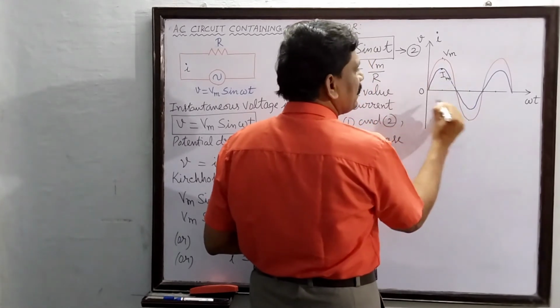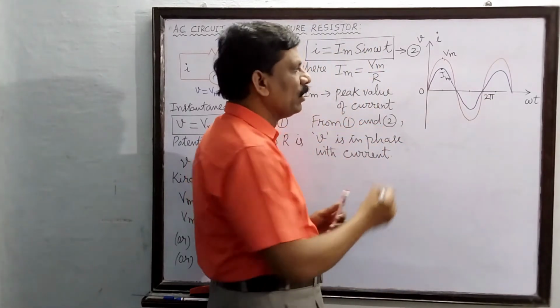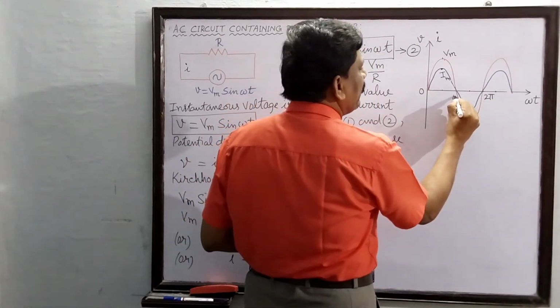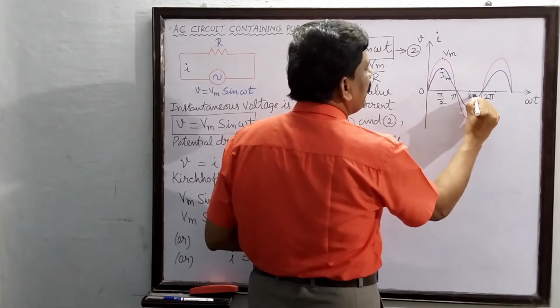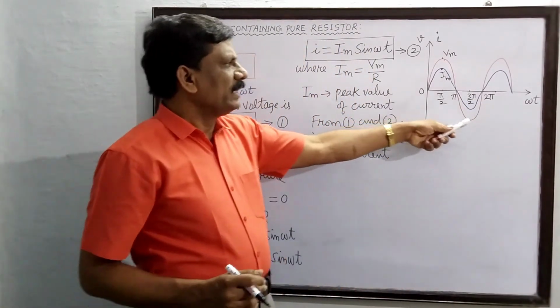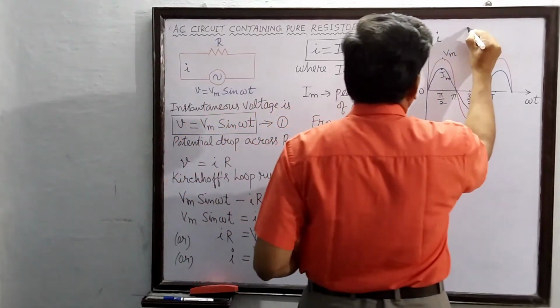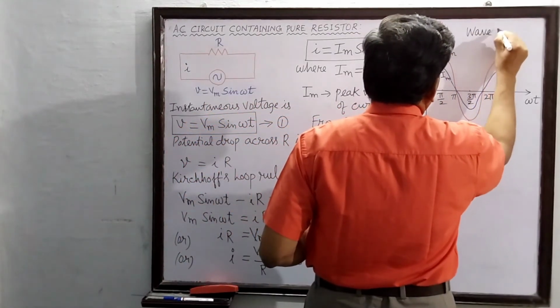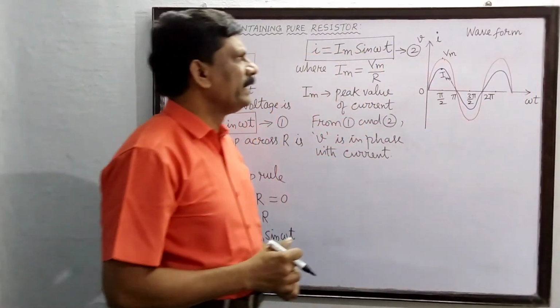So the phase angle is 0. One waveform will be over at 2 pi. First 0 and 2 pi, then this midpoint is pi, this is pi by 2, and this is 3 pi by 2. So this diagram is called the waveform, which represents the phase relationship between the voltage and the current.